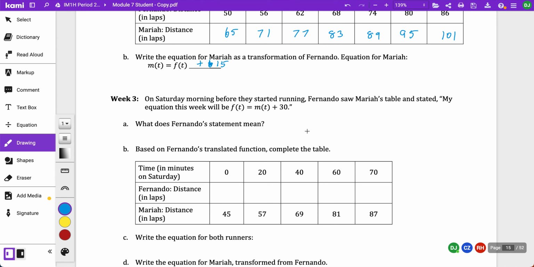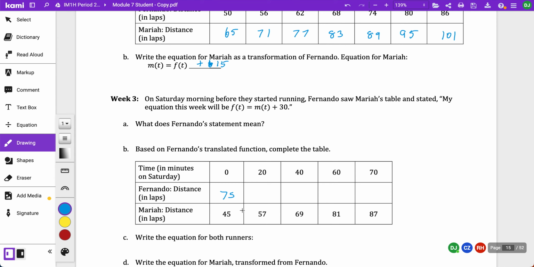So now, on Saturday morning, before they started running, Fernando saw Mariah's table and stated, "My equation this week is f of t equals m of t plus 30." This is stating that Fernando ran 30 more laps than Mariah. So over here, if we look at the laps, Fernando will be running 30 more before they begin. So that means that he started off running 75, my apologies, 75.